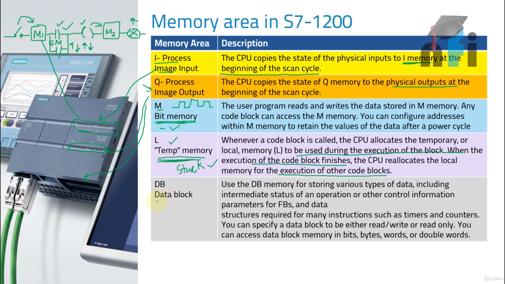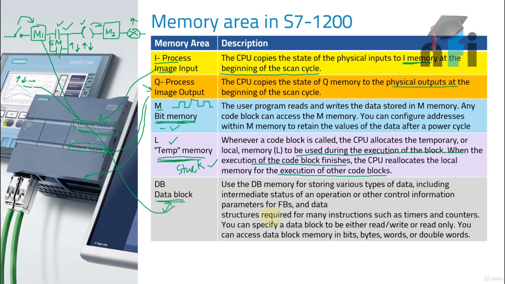Then you have a data block. Now suppose my input is connected to a sensor, and my sensor is used to read the number of boxes, number of bottles, it could be anything, and I want to store that information in my PLC. I will use data blocks. Data blocks can generally be displayed in your HMI, in your touchscreen. Here you can count how many bottles are coming, how many boxes are going, how many people are coming. That information is stored in a special memory, which is known as a data block.